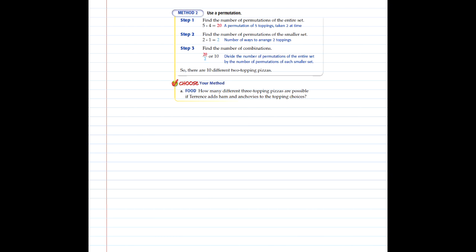Find the number of permutations of the entire set. Well, we're picking 2 toppings from 5. So in step 1, we can pick 5 for our first topping, 4 for our second. That gives us 20. Find the number of permutations of the smaller set. That means 2 choices for the first, 1 choice for the second. We divide 20 by 2, we get 10. That's a way of calculating the number of combinations rather than making a table.